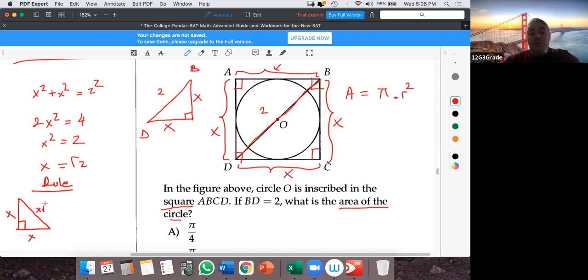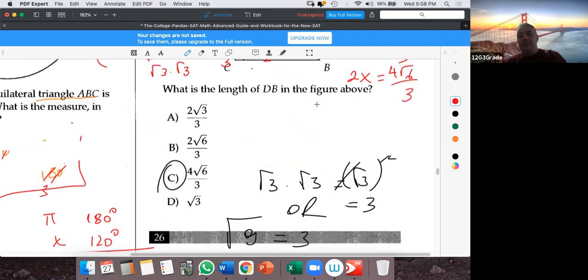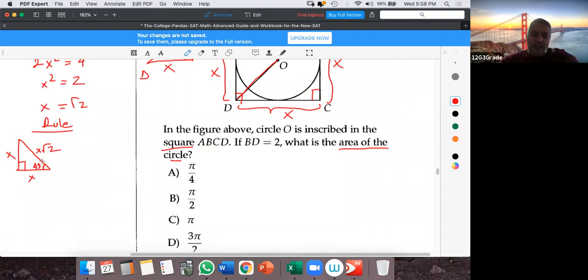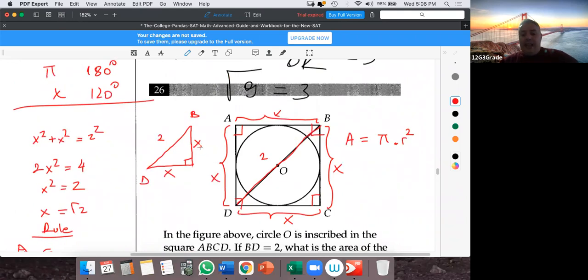We always use this rule, even here in this question. I'm saying that memorize the rule that when it's x, then it's x root 2. So, 45 degrees, yeah, 90 degrees, 45, okay. So then x root 2, that means this is x root 2. So what is x? How can I find? If 2 is x root 2, what is x? Divide by root 2, divide by root 2, which means x is equal to 2 over root 2.